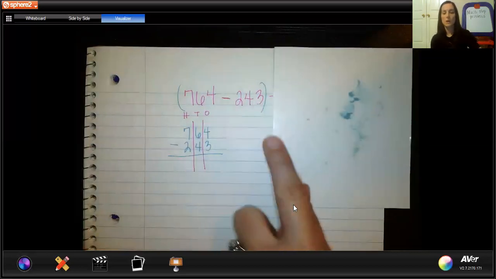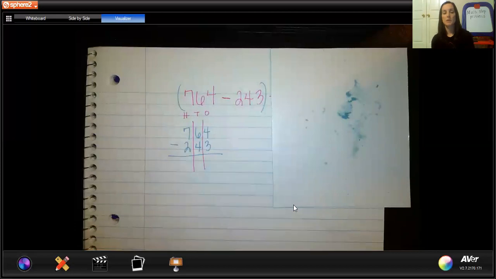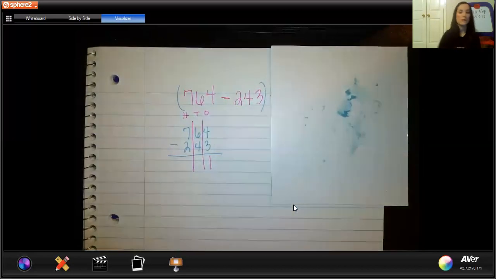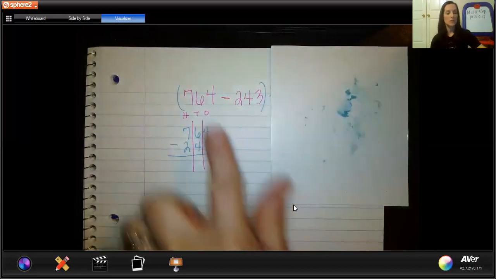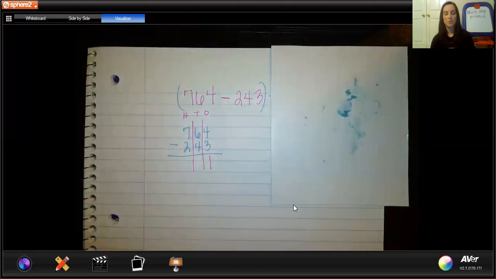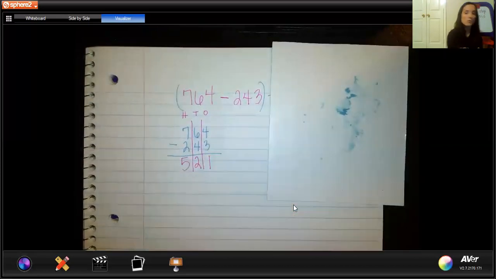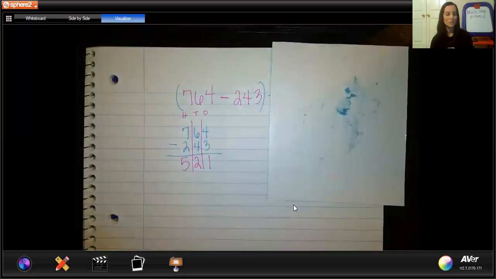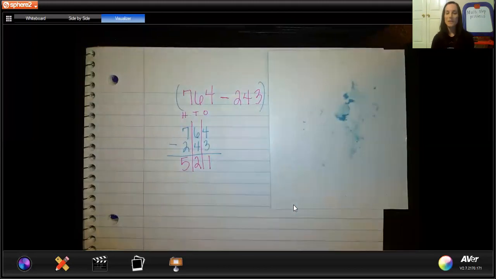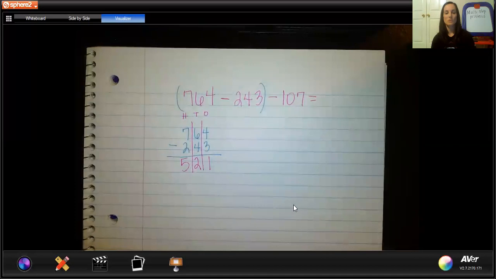We always start at the ones, 4 minus 3 being 1. We move to our tens place value. 6 minus 4 is 2. And then our hundreds place value. 7 minus 2 is 5. Ooh, lucky for us, we did not have to regroup. But we are not finished. We have our answer, but we have to subtract this third number.